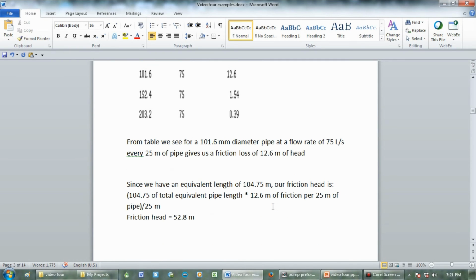Since we have an equivalent length of 104.75 meters, our friction head is 104.75, which is our total equivalent pipe length, times 12.6 meters of friction loss per 25 meters of pipe length, divided by 25. So our friction head is 52.8 meters.